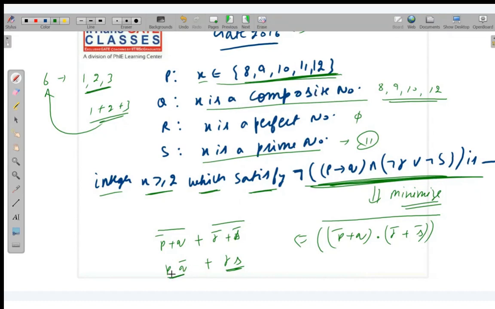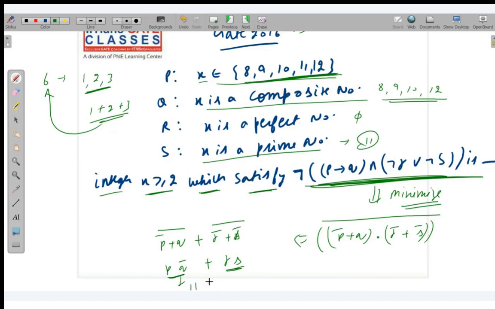So what can that be? We will get the answer from here. What is the prime number? P should be satisfied, that means X should belong to this. And Q should not be satisfied, that means X is not a composite number. So which number should that be? 11.